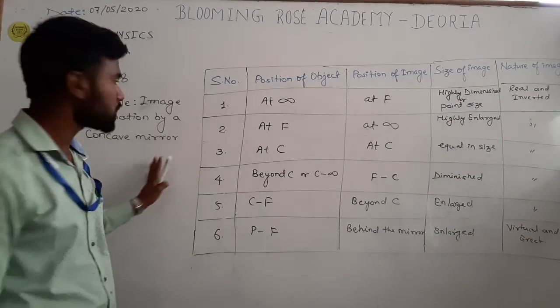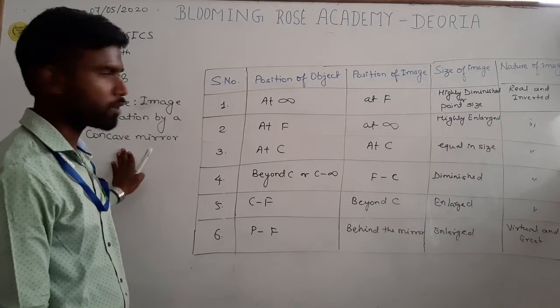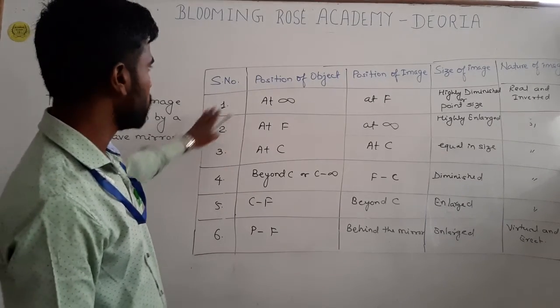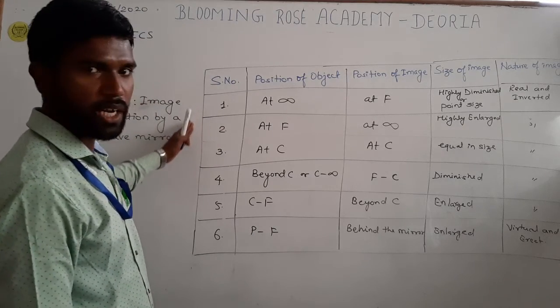So students, in this lecture we have discussed the 6 conditions of image formation by a concave mirror. In the next lecture, we will draw the ray diagrams of these 6 conditions.